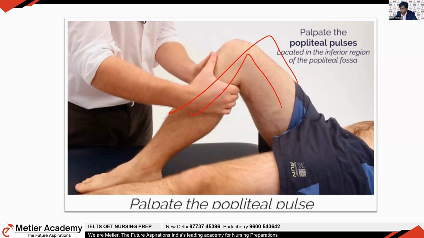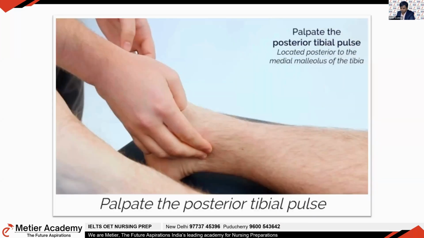Place the patient in such a position and assess with both hands here. The popliteal pulse is located in the inferior region of the popliteal fossa. If you press deeply, you can assess the pulse. Popliteal pulse is important. If you are assessing the pulse here, it is mostly the posterior tibial pulse. So this is also important.